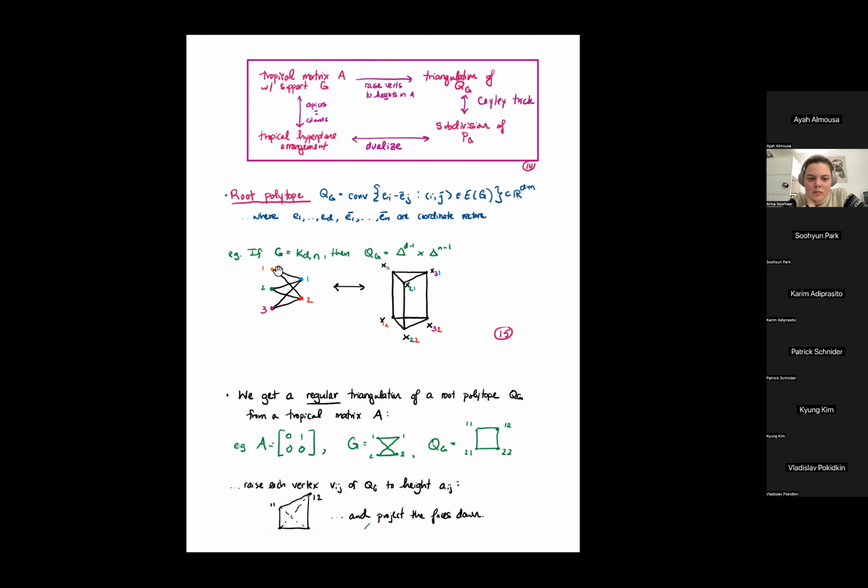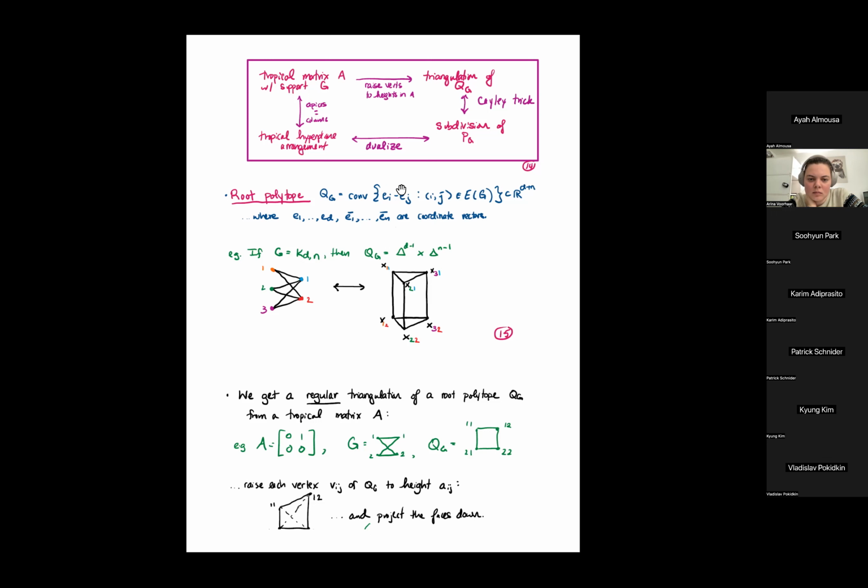And so I'm gonna have unit vectors that are gonna correspond to, so I'm gonna be in R^(D+N), where D was the number of rows and N was the number of columns. And so here in this example, I have a bipartite graph and it's going to correspond to this root polytope.